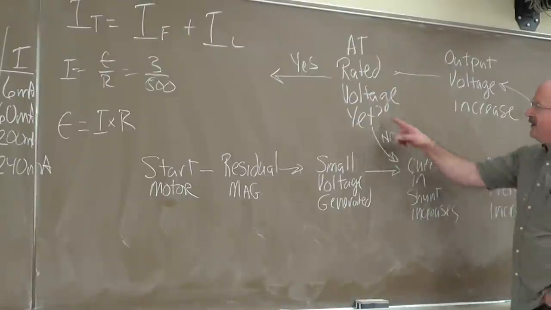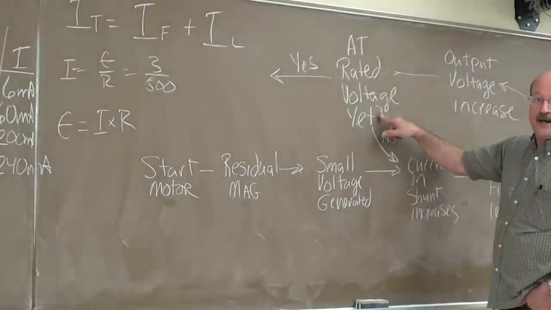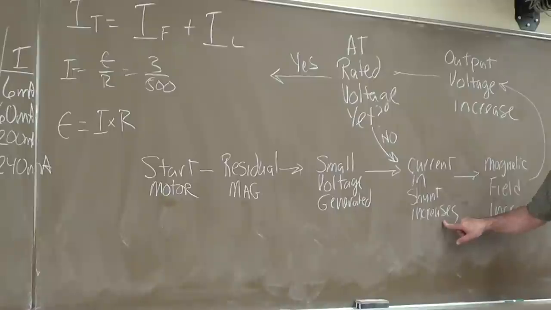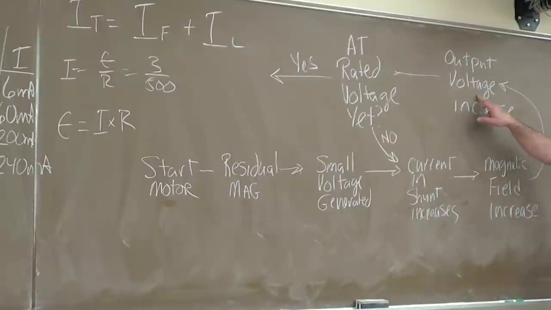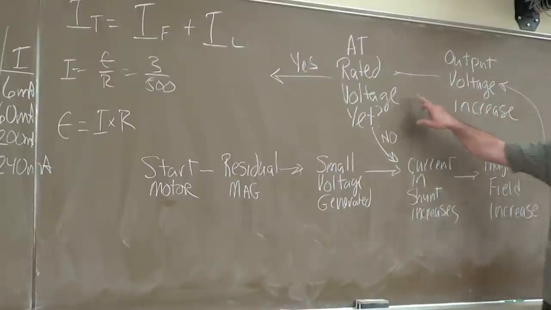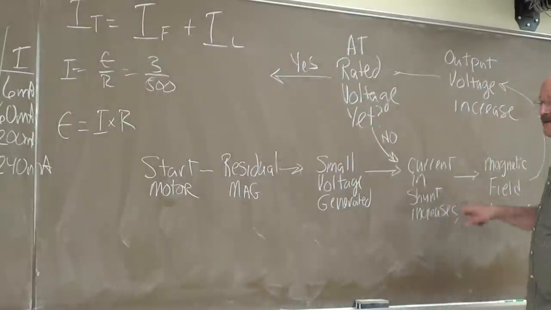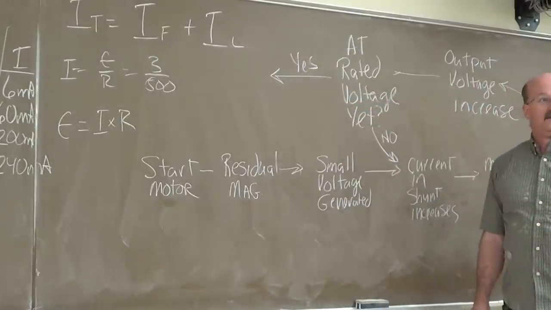Now the next step, we're at 100 volts. Are we at our rated voltage yet? Nope. Come back down there. That 100 volts gives us 200 milliamps through the shunt field. That 200 milliamps, the magnetic field now increases, and our output voltage is up to 120 volts, our rated voltage. We're done. That increasing cycle is now done.